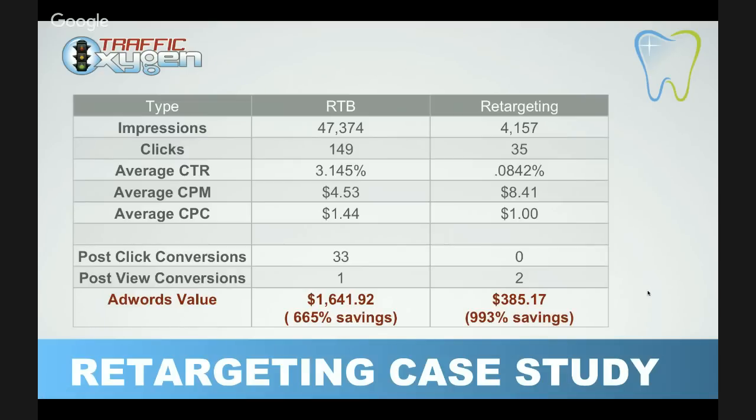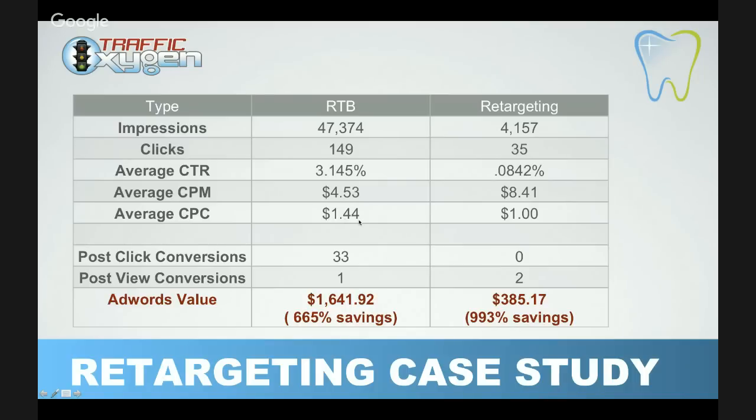So basically, over a period of time, we had 47,000 people that we showed impressions to, and 4,000 people that we retargeted. And so we had 149 clicks. You can see right here, 149 clicks, and 35 people were retargeted, or they participated in the retargeting. The average click-through rate was 3.1%, and the cost per click is $1.